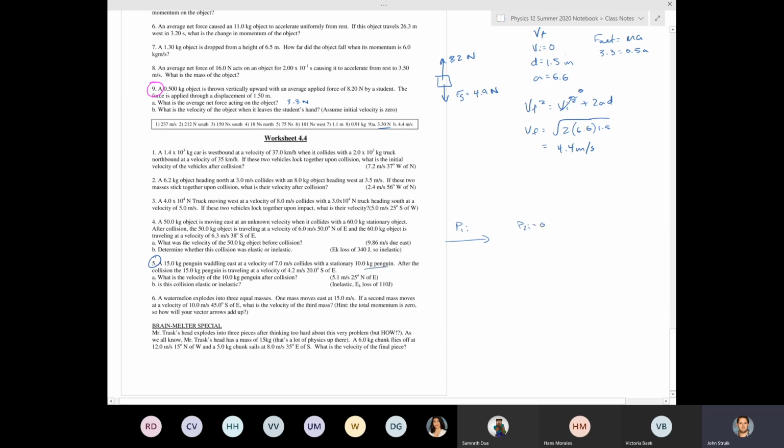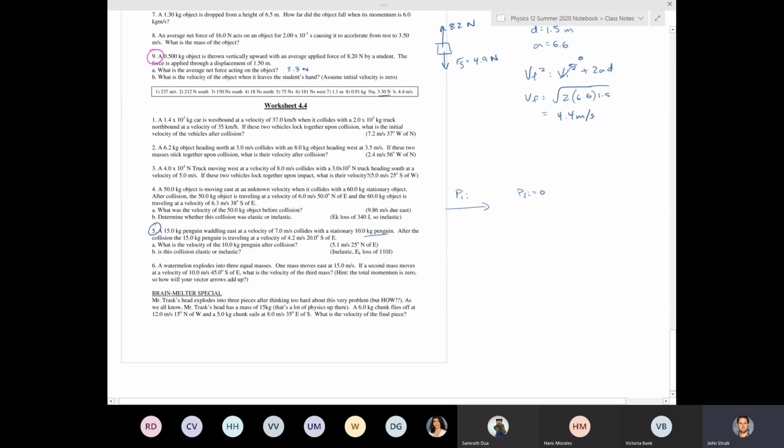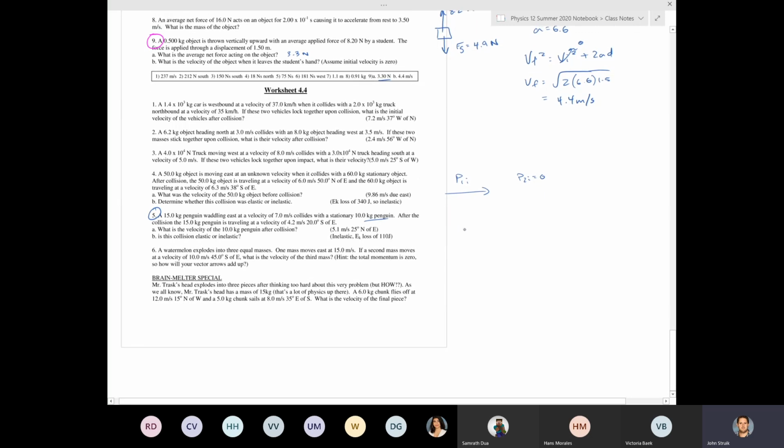After the collision, the 15 kilogram penguin is traveling at 4.2, 20 degrees south of east. So that's going to be something like that, and this is going to be 15 times 4.2, and then this is 20 degrees.